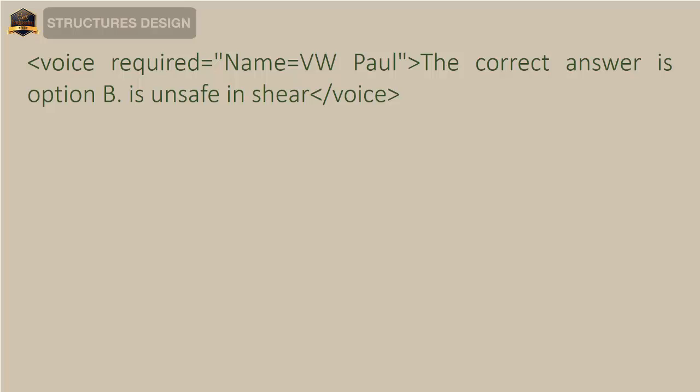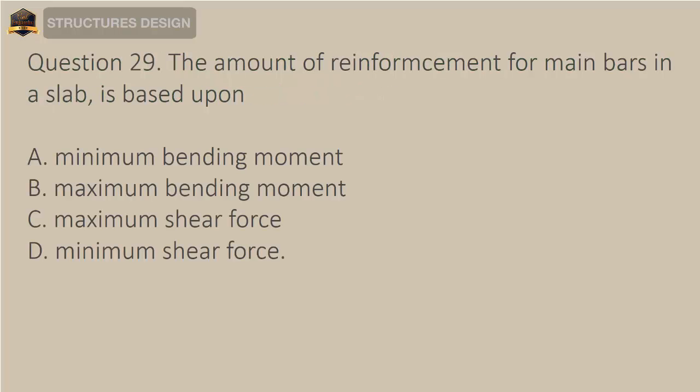Question 29. The amount of reinforcement for main bars in a slab is based upon A, minimum bending moment, B, maximum bending moment, C, maximum shear force, D, minimum shear force. The correct answer is option B, maximum bending moment.